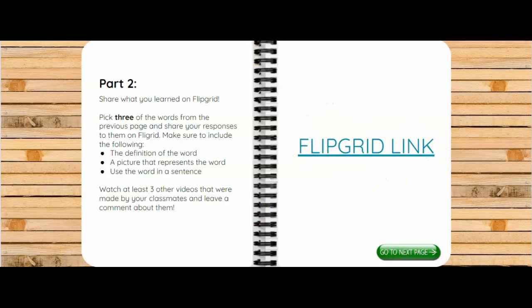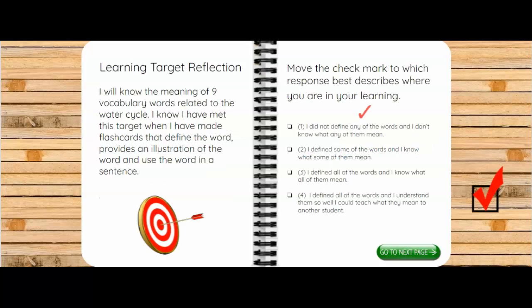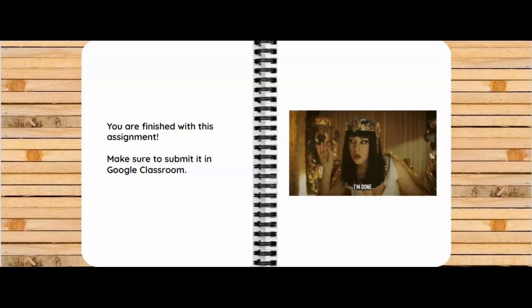When you get done making your Flipgrid video, come back here and do your reflection on your learning target. Move this check mark to which response best describes where you are in your learning. And then you can go to the next page and you're done. Just make sure you turn this assignment in Google Classroom.